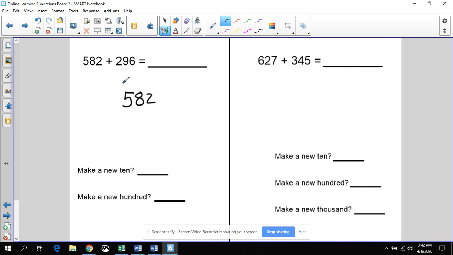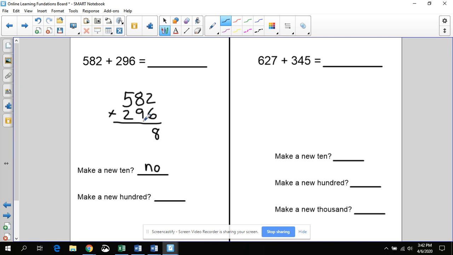582. And I need to make sure I line up my 296. I like to write the numbers before I do anything else. Then I'll add my line and my plus sign off to the side. Now, I'm going to answer these questions as I go. 2 plus 6 is 8. I did not make a new 10, so my answer to this one is no.